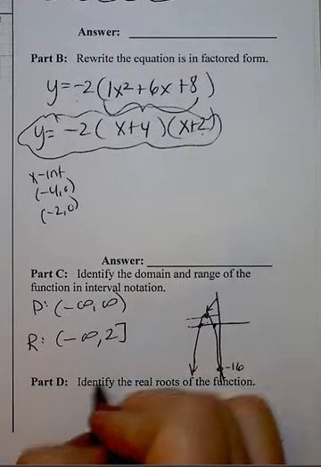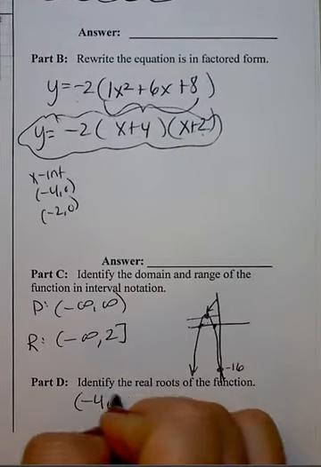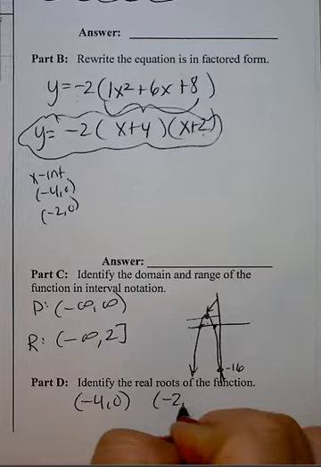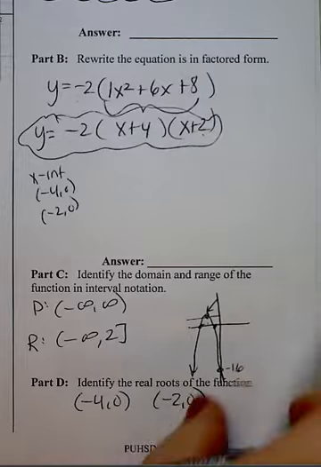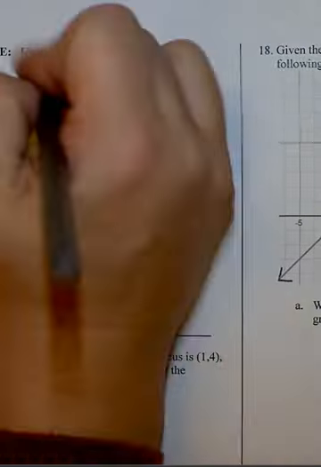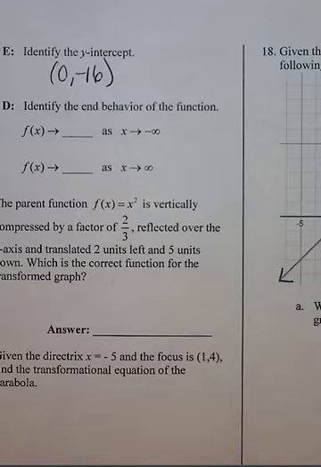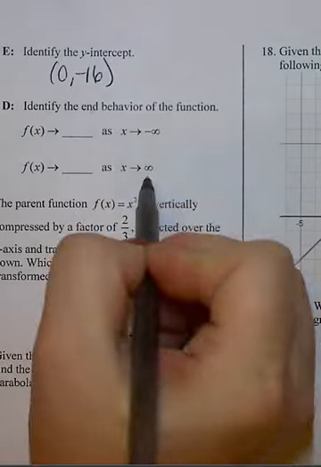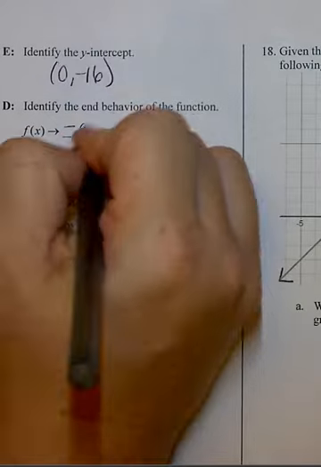Real roots, also known as your x-intercepts, are (negative 4, 0) and (negative 2, 0). Your y-intercept is (0, negative 16). And if we refer back to the graph, we can see as you go to the far left or to the far right, in both cases, it is heading downward.